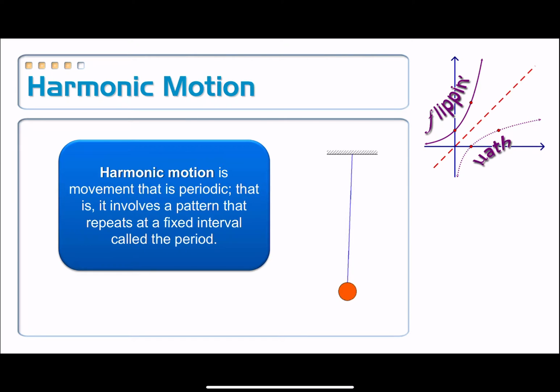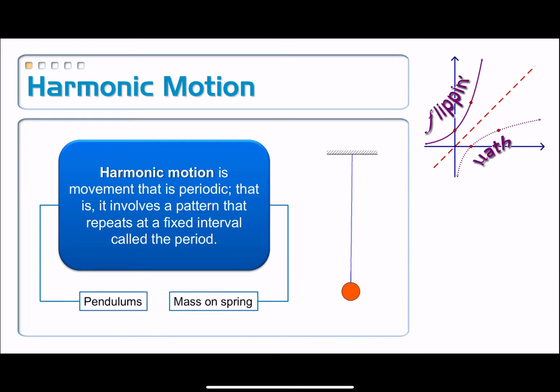Let's wrap this trig derivatives lesson up with a discussion about harmonic motion. Harmonic motion is just periodic motion. That just means that it is a pattern that repeats itself after some fixed time interval that we call a period. It's cyclical. Examples of this might be a pendulum or a mass on a spring.